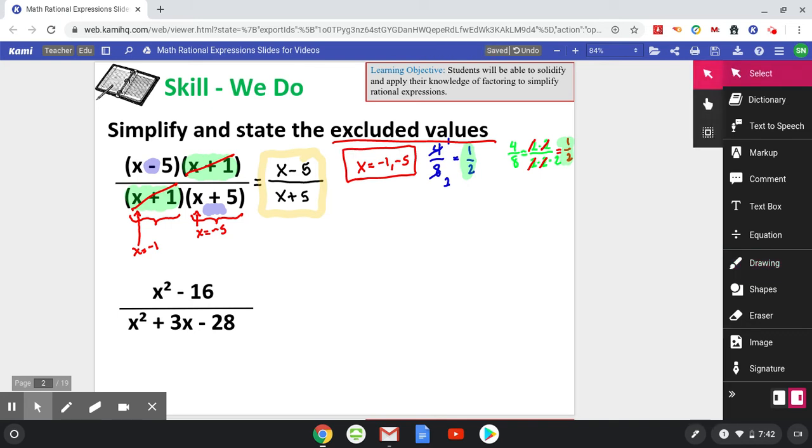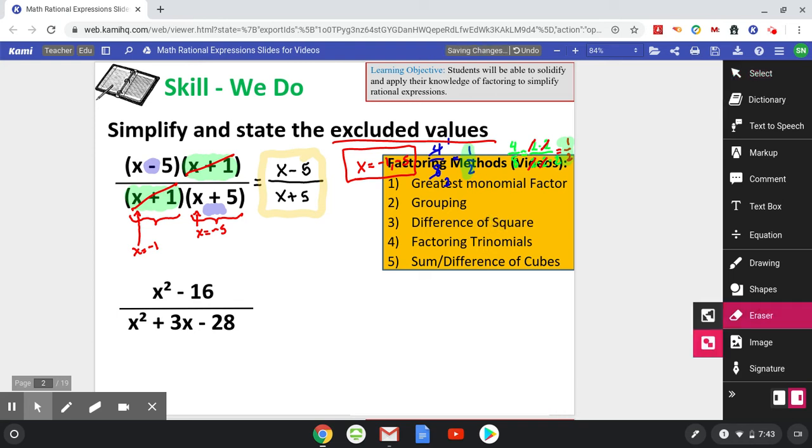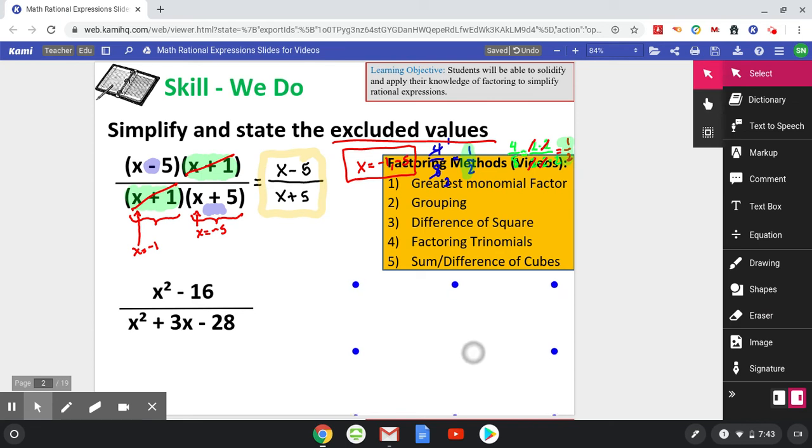We will be moving on to the problem at the bottom. Now, the problem at the bottom is not factored. We covered factoring techniques. So these are the 5 factoring techniques that you would be able to use. I have videos for each one of them. If you require assistance with this, please refer back to those videos.